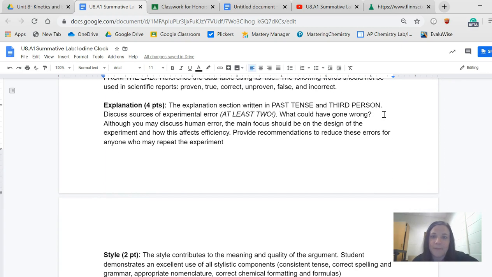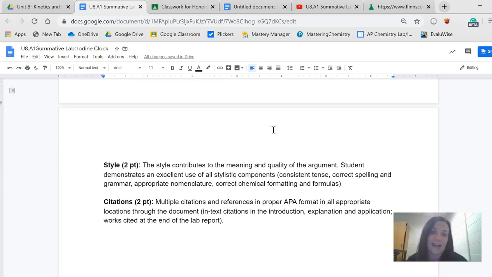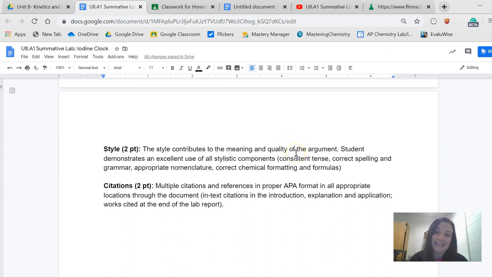Lastly, explanation. Discuss sources of experimental error. There are a lot for this one. I need at least 2 of them, and then again provide recommendations to reduce those errors. Style, no real section here. It's just you get points for making sure that you use the consistent tense. So present tense in the introduction, past tense for the rest of the lab report. Make sure you're using proper spelling and grammar. Correct chemical formatting. So if you're using the chemical formula for potassium iodate, make sure you're using the subscript for the 3. So style, just 2 points to make sure that you're doing everything you're supposed to.